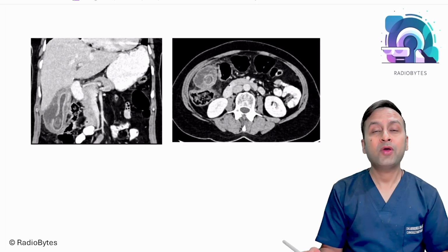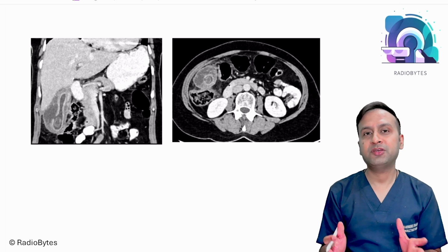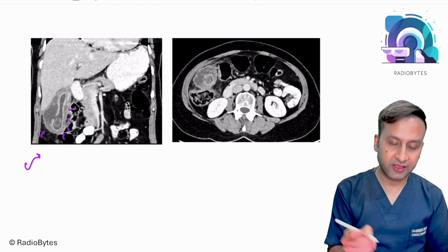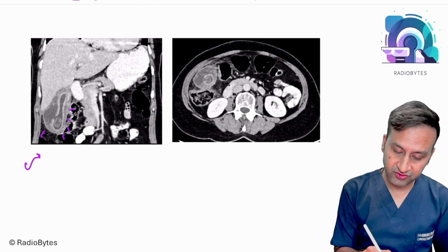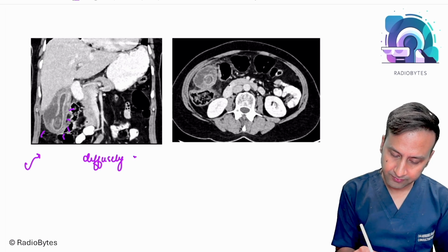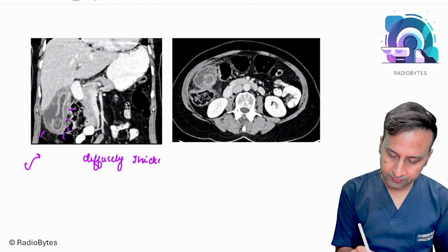Now let's have a look at the most important static images, the axial and the coronal reformatted images of the same patient. So here we have the coronal reformatted image and the axial image. In the coronal reformatted images, what can you see? I hope all of you can appreciate this significantly thickened gallbladder wall. So the first finding is diffusely thickened GB wall.